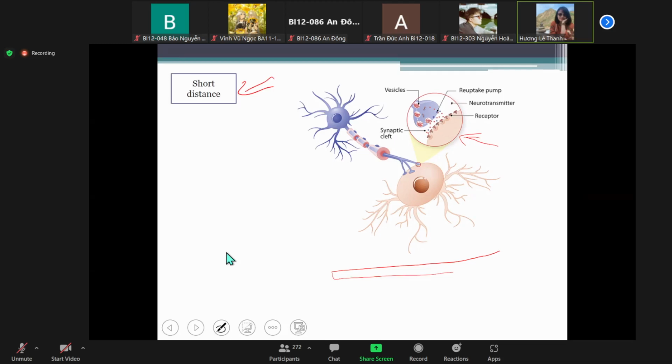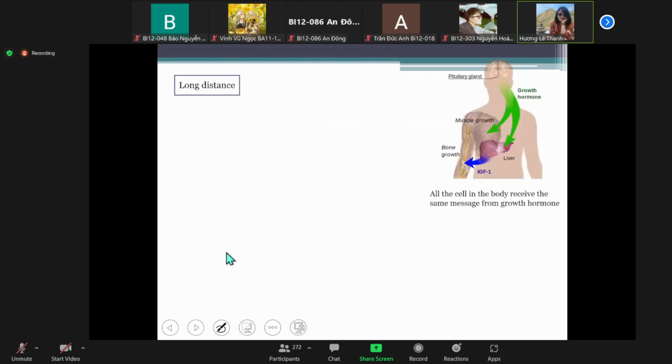And what about the long distance? Long distance here. Like from our pituitary gland in the brain, they can secrete numbers of growth hormones. These growth hormones go into the muscle, the bone, the liver, everywhere in your body to stimulate your body's growth. So pituitary glands here is tuyến yên.